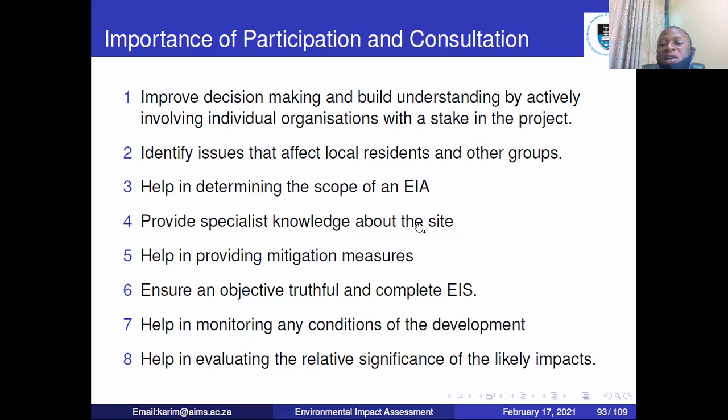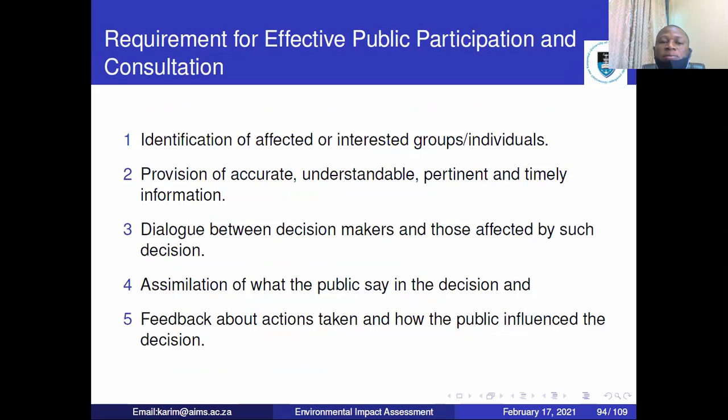Relative significance. So when you allow the people to participate, they will tell you, okay, if your project is producing this impact, we are fine with that and we can go on with that. Otherwise, no way. So you will know the relative significance of the impacts before you start.